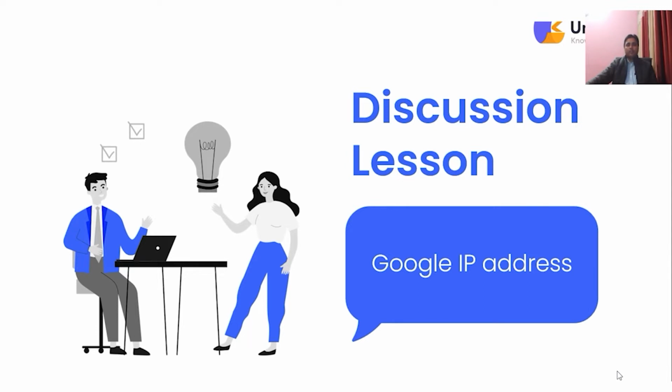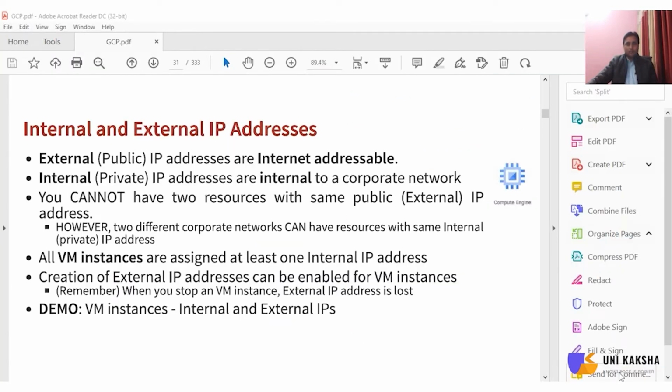So when you are provisioning a VM instance, every VM instance will have one internal network, or you can say one internal private IP address, and another external IP address. So we can understand external means we are talking about the public IP address, and it's internet addressable. That means you can access your VM instance. Internal means we are talking about the private IP address, or internal to a corporate network, right?